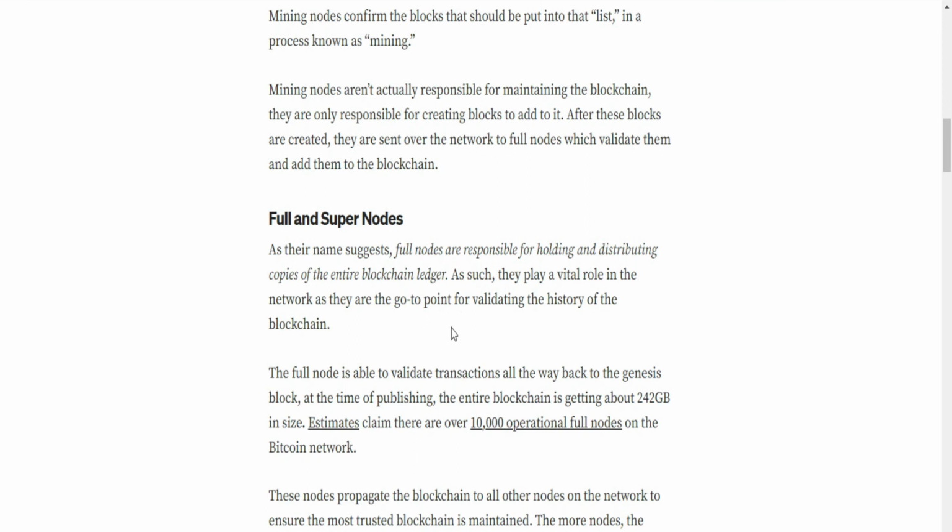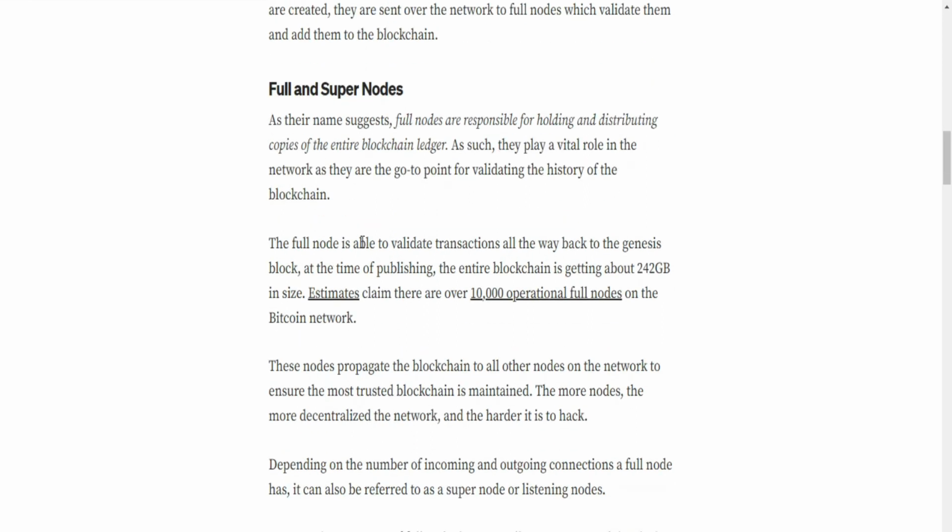As their name suggests, full nodes are responsible for holding and distributing copies of the entire blockchain ledger. As such, they play a vital role in the network, as they are able to go to the point of validating the history of the blockchain. A full node is able to validate the transactions all the way back to the Genesis block. At the time of publishing, the entire blockchain is about 242 GB in size. Estimates claim there are over 10,000 operational full nodes on the Bitcoin network.